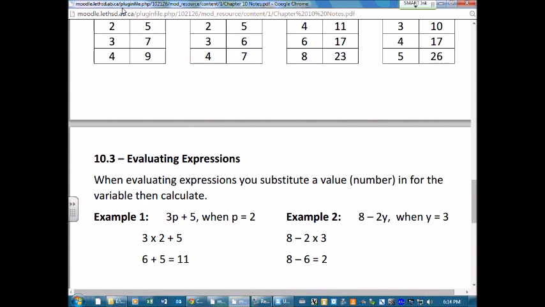10.3 is on evaluating expressions. That means solving them, coming up with an answer, which we tend to like doing. And it's pretty slick. I don't think you're going to have much trouble with this one. But let's take a look.